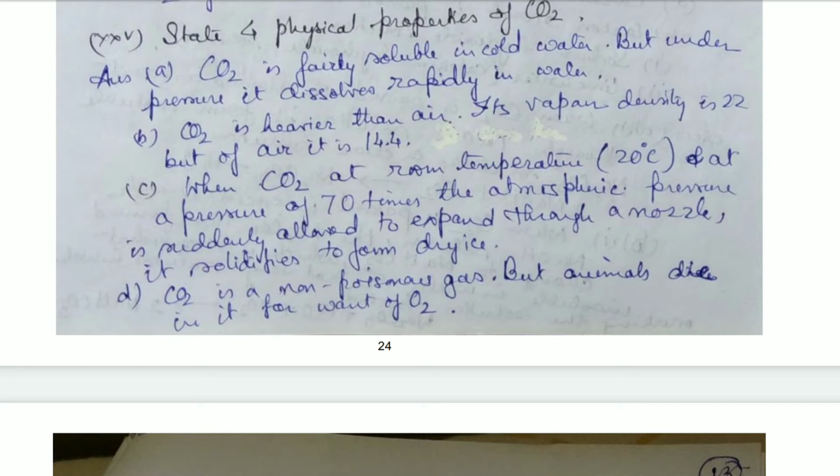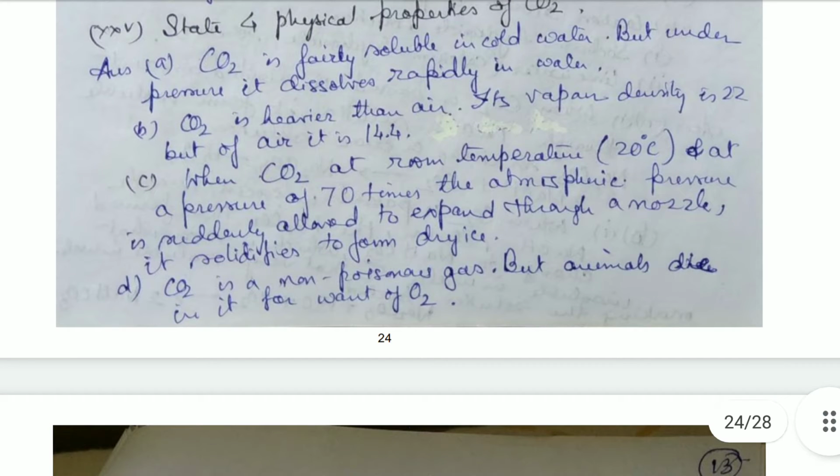It is not collected over air. It can be separated from air very easily. The air remains above as it is lighter, and carbon dioxide, as it is heavier, will remain at the bottom. In that way it can be separated.